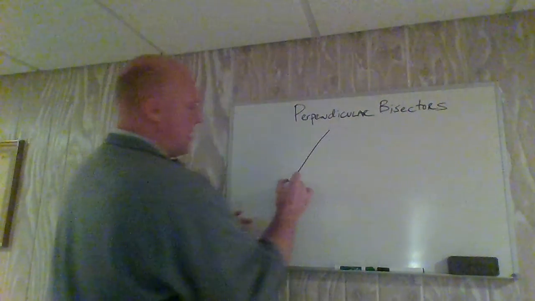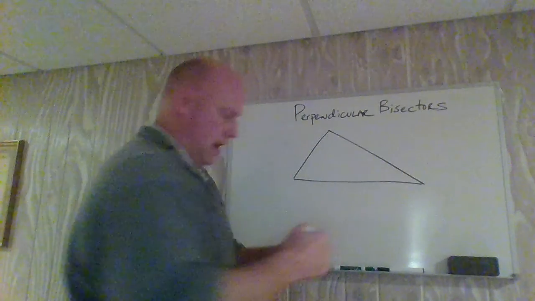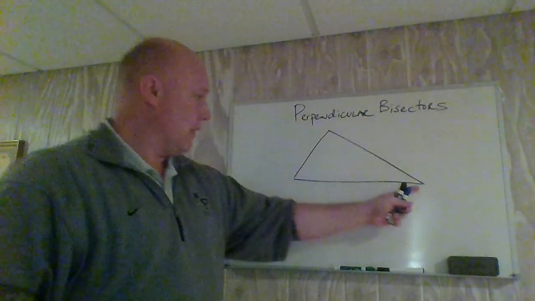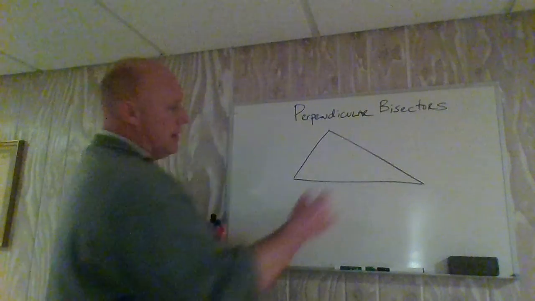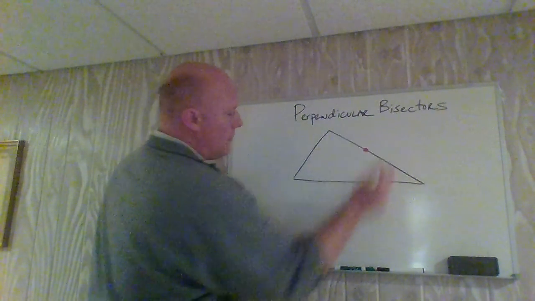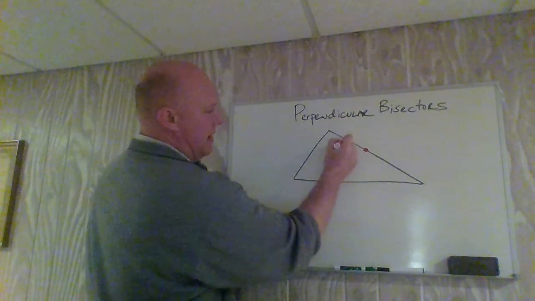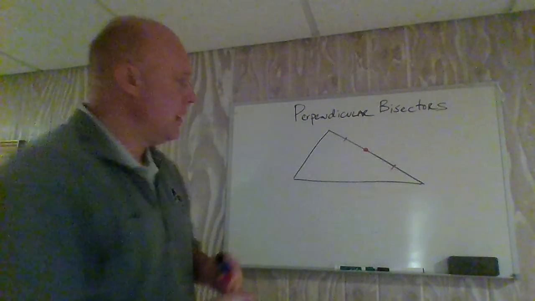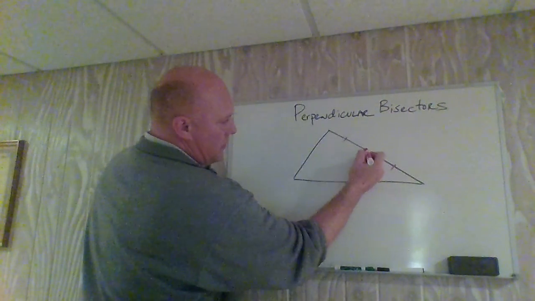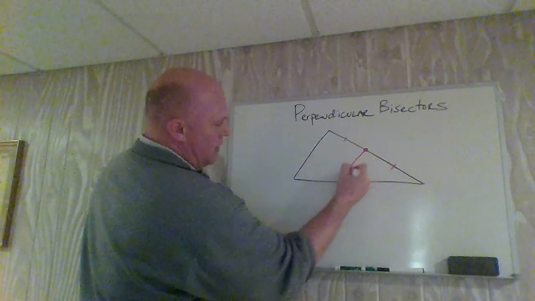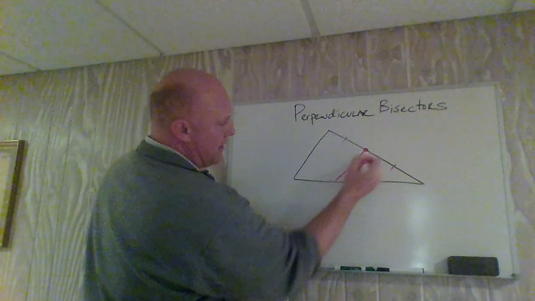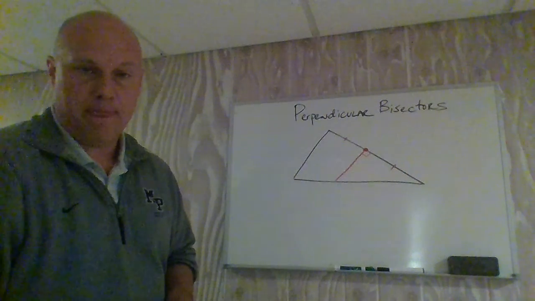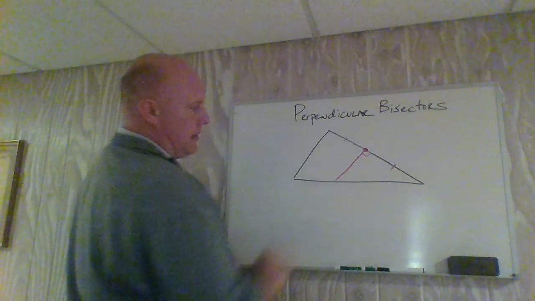Okay, let's draw the same triangle. Now, perpendicular bisectors, they're different because they don't start at a vertex. Where they start is at the midpoint. So if we assume that's the midpoint of this side, which means these two parts are congruent, the segment starts from the midpoint and goes to the side opposite, but it forms a 90-degree angle with its starting point. So that would be considered a perpendicular bisector.